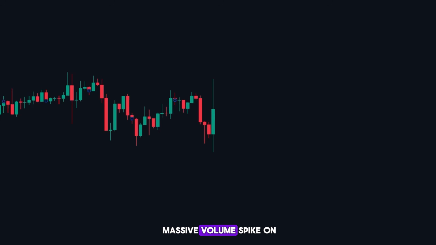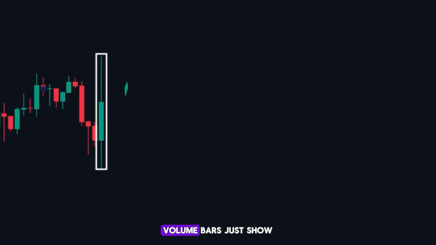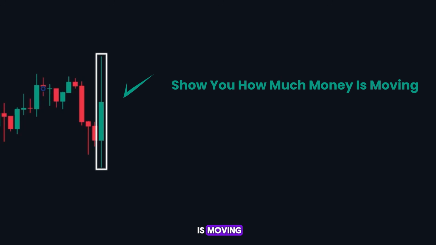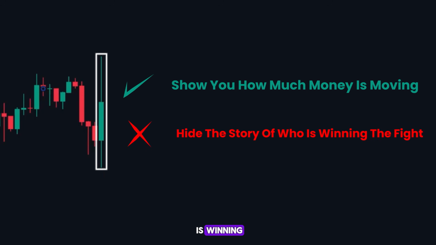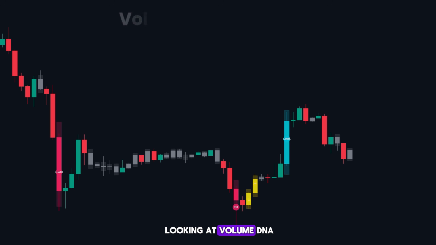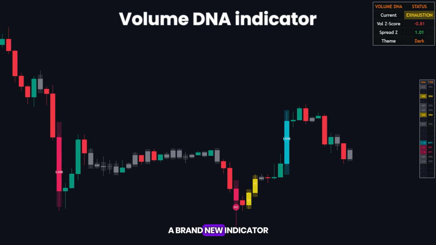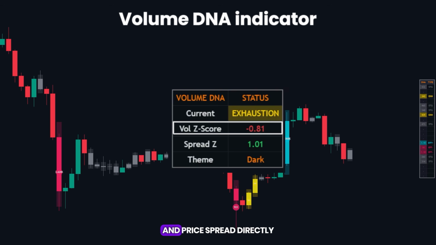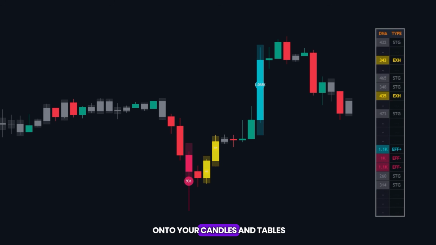Ever look at a massive volume spike on your chart and wonder what the institutions are actually doing? Regular volume bars just show you how much money is moving, but they completely hide the story of who is winning the fight. Today, we're looking at volume DNA, a brand new indicator that decodes market behavior by mapping the relationship between volume and price spread directly onto your candles and tables.